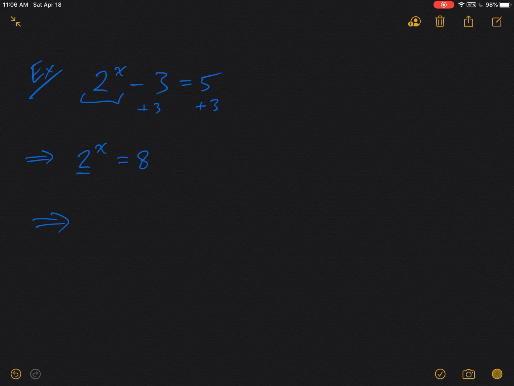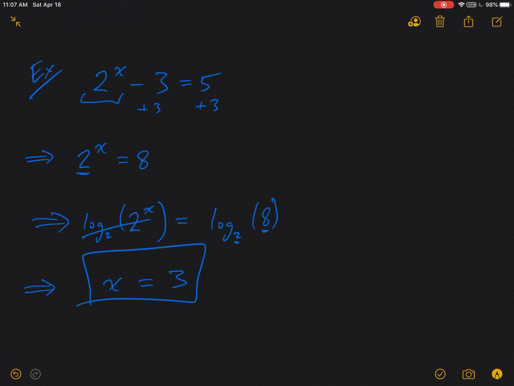So if I wanted to kill this exponential base 2, I would need to apply the corresponding logarithm on both sides. So I would have log base 2 of the left side is equal to log base 2 of the right side. Now on the left side, because these are inverse functions, they'll cancel and I'll just get x. On the right side, I'm asking what exponent would you put on a 2 to get an 8? The exponent that you would put on a 2 to get an 8 is a 3. So we'll get that x equals 3 is the solution to this equation.